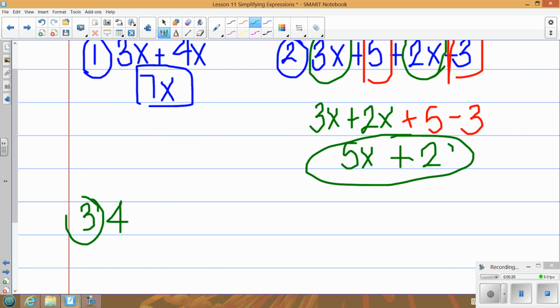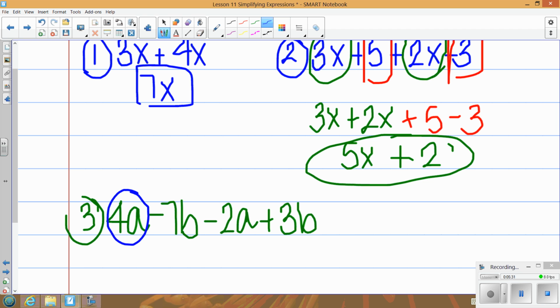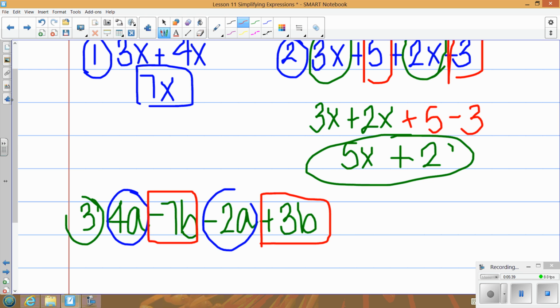So I have 4a minus 7b minus 2a plus 3b. Your first goal here is to identify your like terms. So I have a 4a and I have a negative 2a. And then I have a minus 7b, which is a like term with this plus 3b.